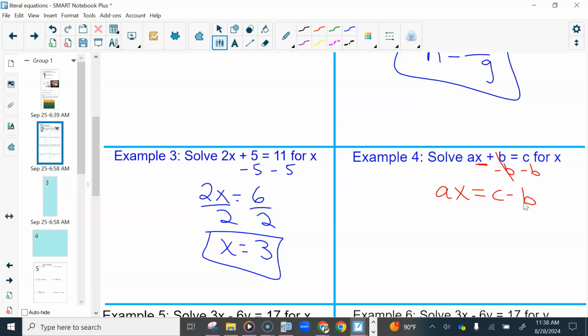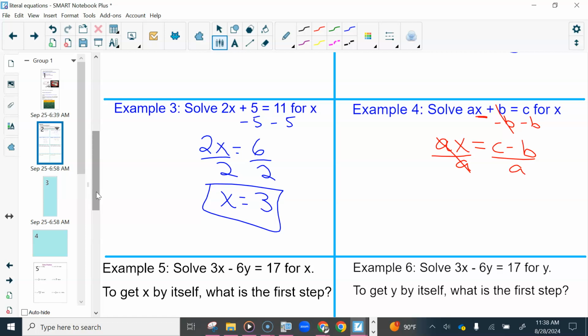How would we get x by itself here? Divide by a. Get rid of the a on both sides. So the a cancels here. And then I have this weird expression over here that's what x equals: c minus b all over a. Period. Done.